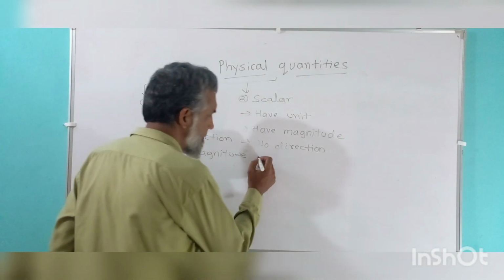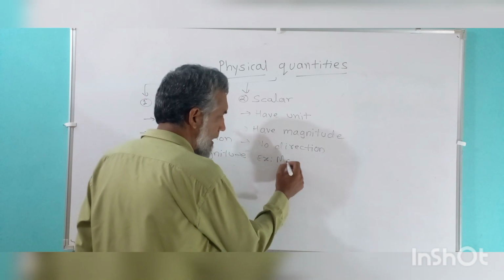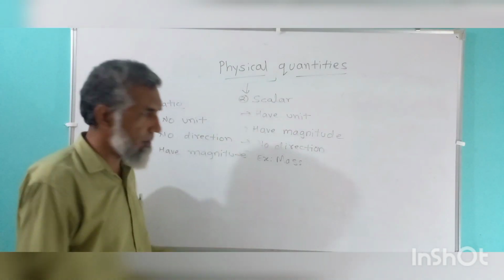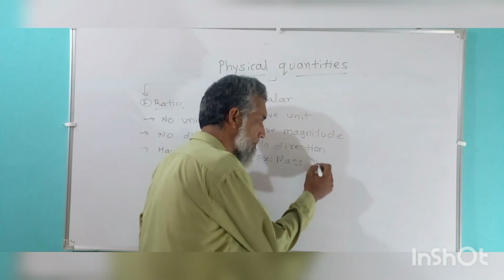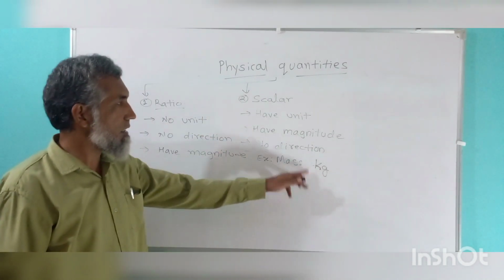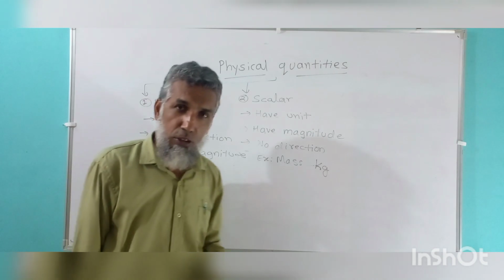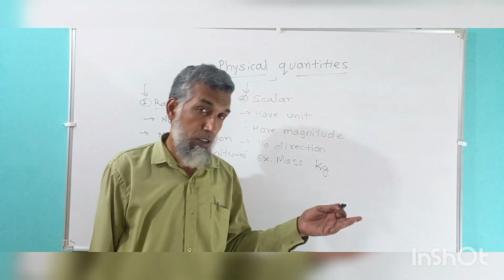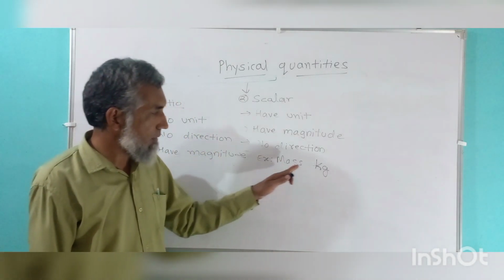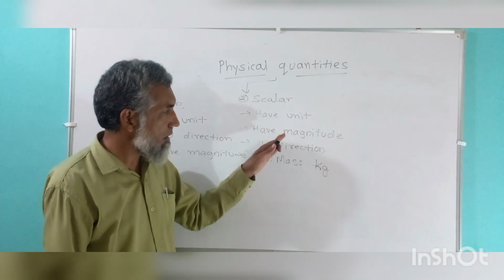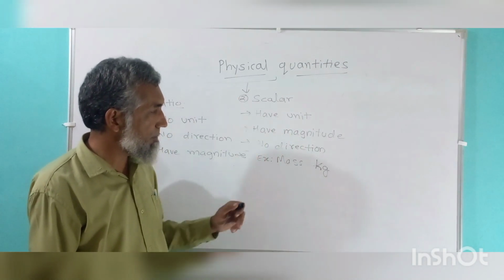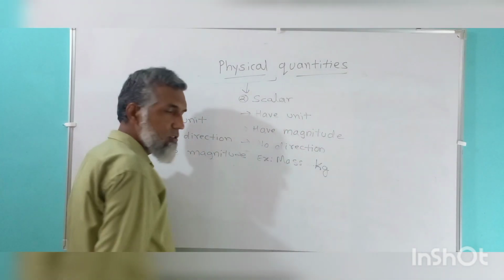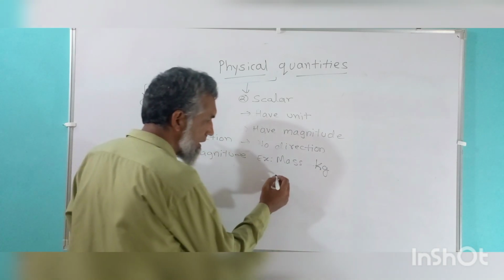For example, let us take mass. Of course, mass will have unit. What will be its unit? Kilogram in MKS system. So it is having unit. It will have some magnitude. You may go to the shop and you may say, okay, give me 1 kilogram sugar, 2 kilogram sugar. So it has magnitude, it has unit, but it doesn't have direction, no direction.